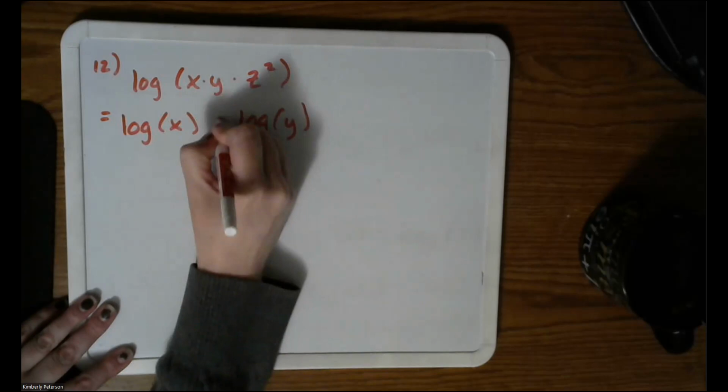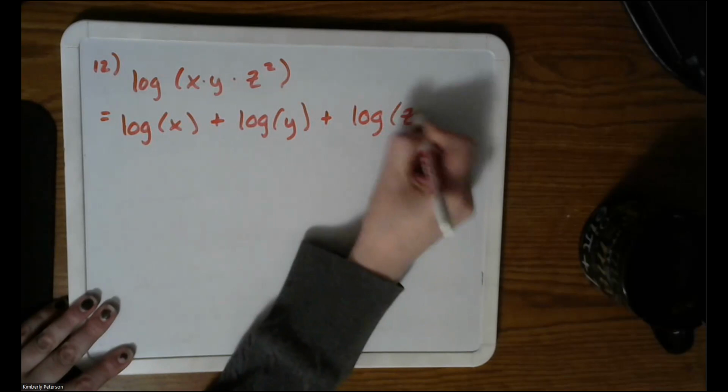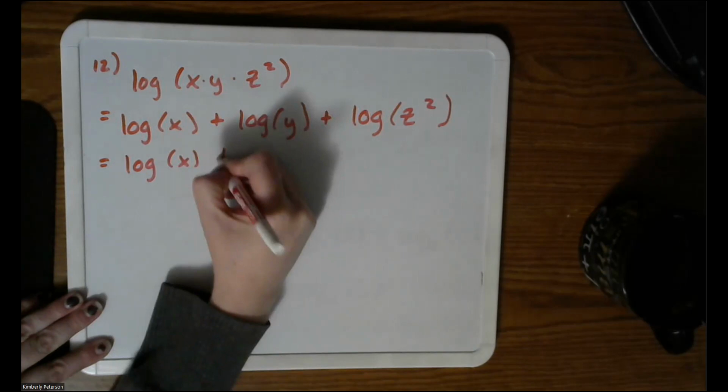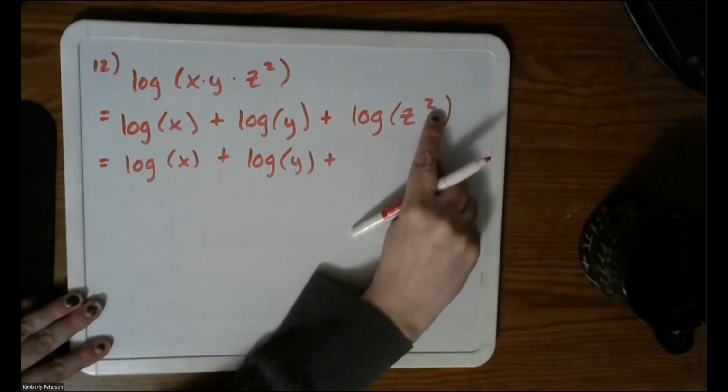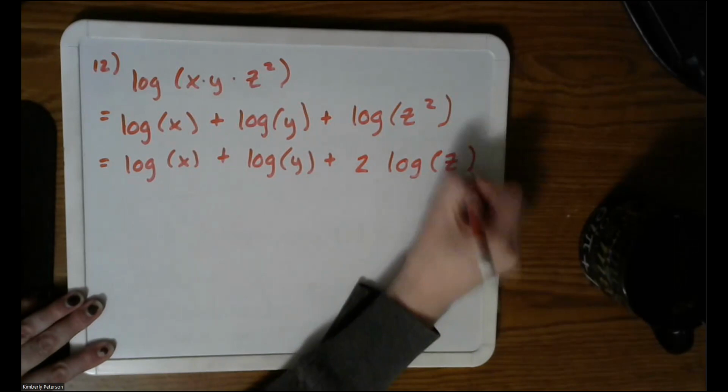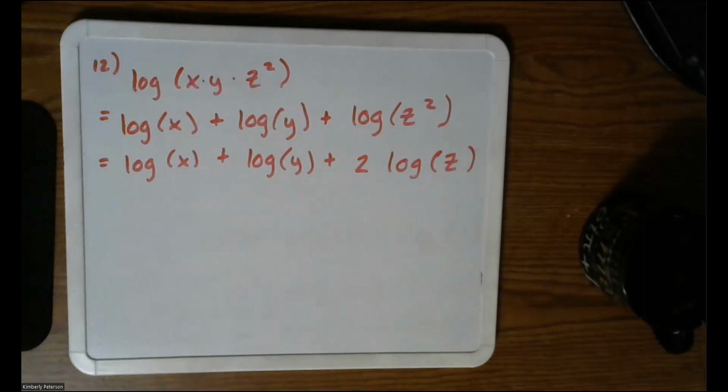So I'd have this. We're close. This one we can do in two steps. We're not quite there. This will stay the same. This will stay the same. And then what do I do with the exponent? You can bring it to the front. Yep, just bring it to the front. And now you're done. When they say expand, they just want single inputs. I know that I'm done because I no longer have an exponent.